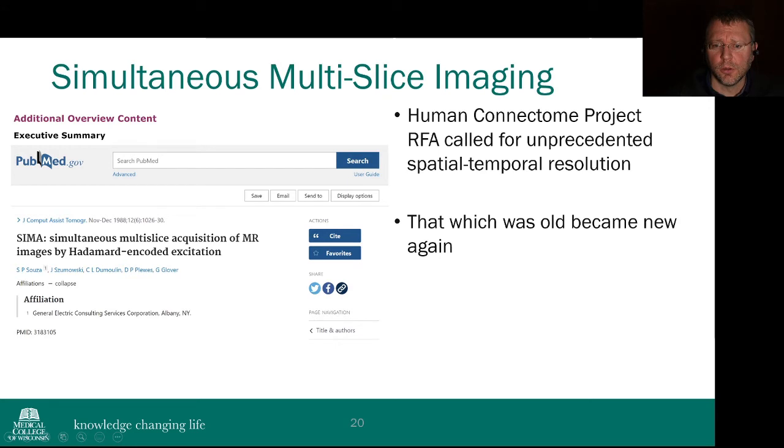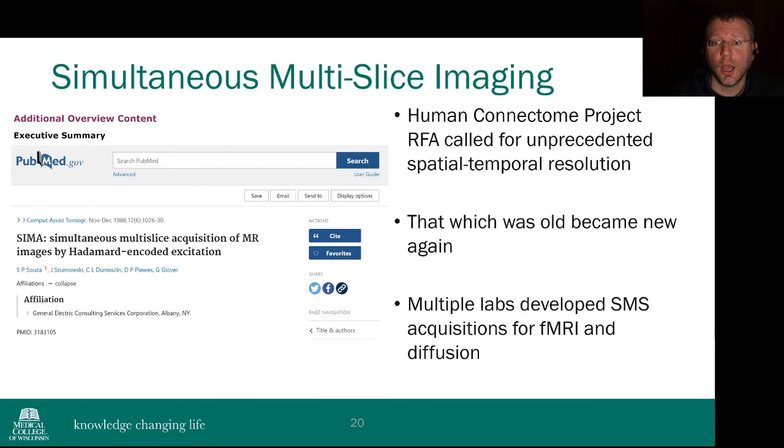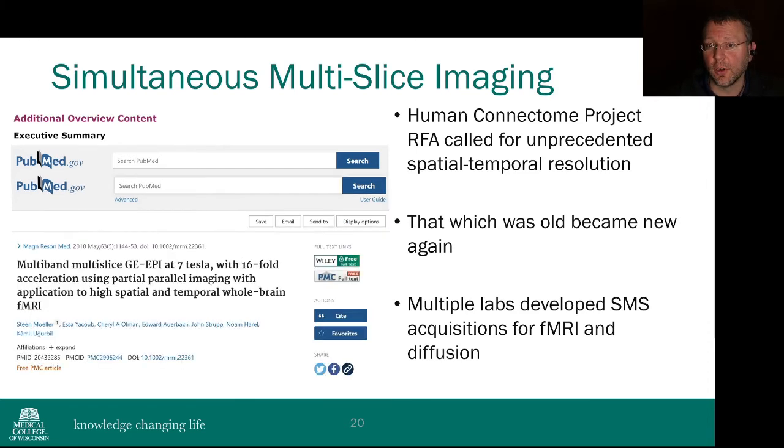Now, this idea was out there of doing multi-slice acquisitions. As I said, the parallel imaging technologies had been developed around the turn of the century. So multiple labs developed the simultaneous multi-slice acquisitions for fMRI and diffusion. The folks that won the race were over in Minnesota with Steenmoller. And ultimately, they received one of the Human Connectome Project awards with this work.